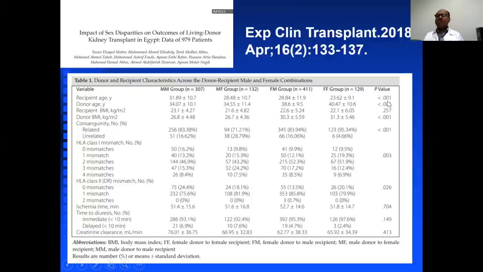A p-value less than 0.05, or 5%, means there is a significant difference. If you look here at recipient age, and these are different groups, the p-value is less than 0.05, and even here it is less than 0.001. So it's highly significant. It is less than 5%, and it is highly significant because it is even less than 1 per 1,000.